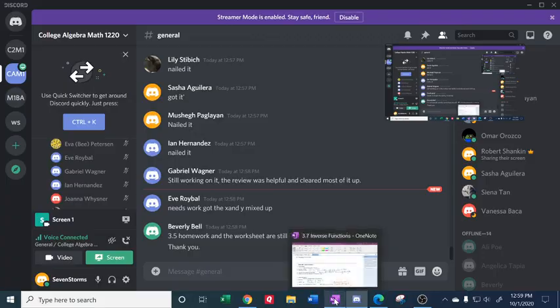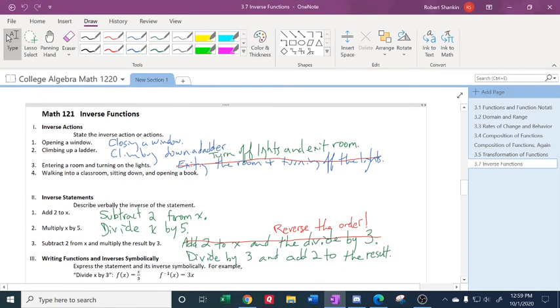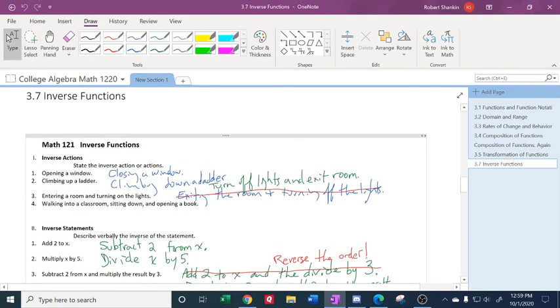Alright, so let me review what we had gone over on inverse functions. We started with inverse actions, like opening a window, closing a window, climbing up a ladder, climbing down a ladder. The whole point is when you do an action followed by its inverse action, it totally undoes the action, as if nothing had ever happened.